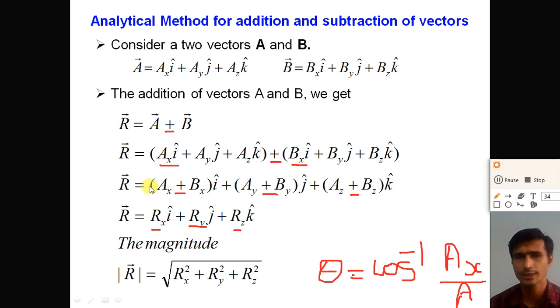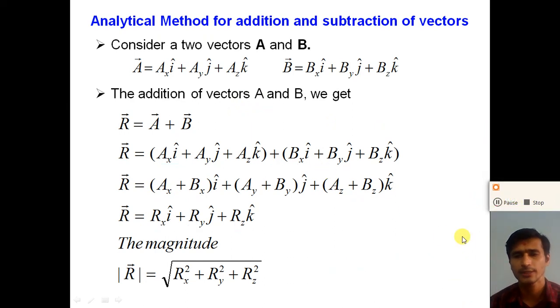So dear student, understand that this analytical method for the addition and the subtraction is very easy. We remember to add the components of the vectors, right? ax, bx, ay, by and az, bz. We get the resultant vector in the form of its components, and from the resultant vector we can easily find the magnitude of the resultant vector and the angle with the x-axis, angle with the y-axis and angle with the z-axis, right?